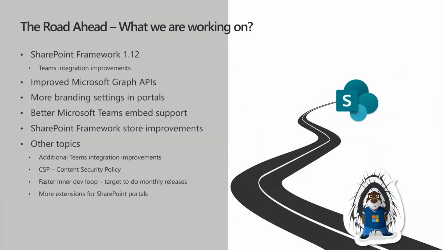So what's happening now? Version 1.11 of SharePoint Framework is out. For 1.12, Microsoft Teams is a big focus area. There will also be improvements in Microsoft Graph APIs. We're looking into announcing new APIs quite soon, which partly can already be visible in the beta documentation. So I'm teasing you if you want to spend some time hunting them down. There are more branding settings coming for the portal side, better Microsoft Teams embedding support in general, and SharePoint Framework store improvements, so modernizing the whole store experience.